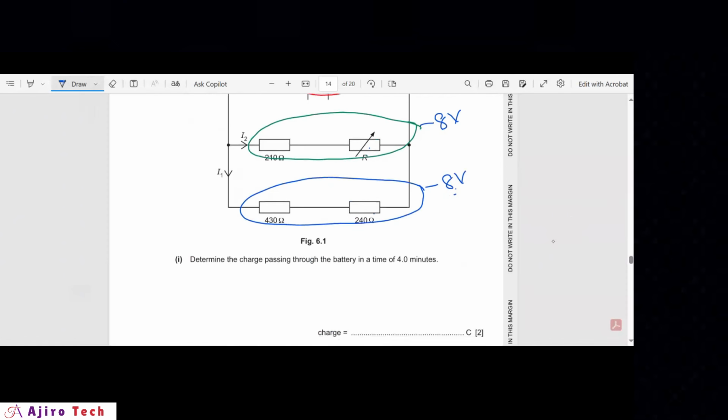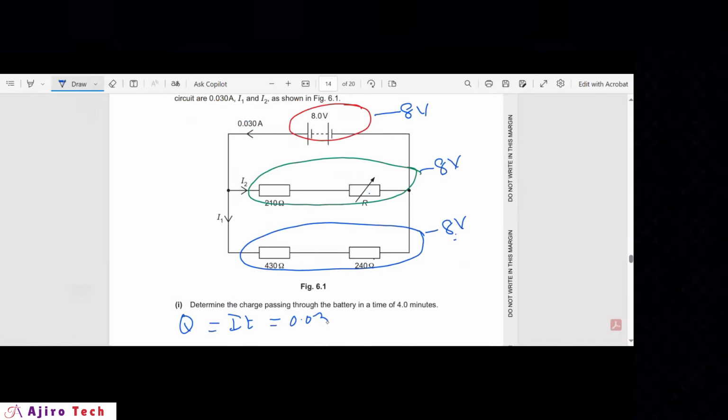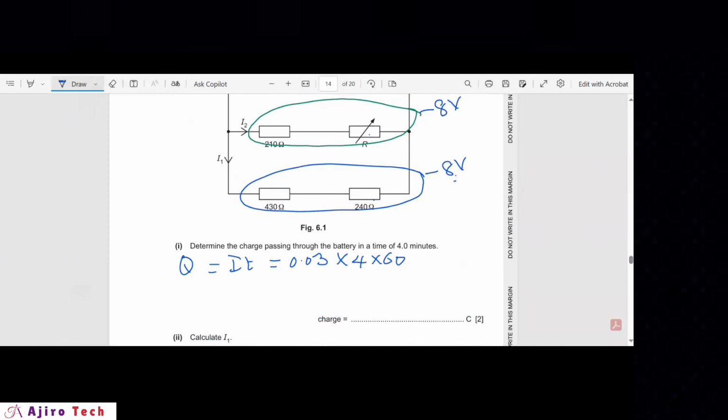Determine the charge. Charge means Q is equal to I T. The total current is 0.03 multiplied by the time, 4 minutes converted to seconds, that's 60 seconds per minute. So that gives 7.2. Confirm that: 0.03 multiplied by 4 multiplied by 60 is 7.2.